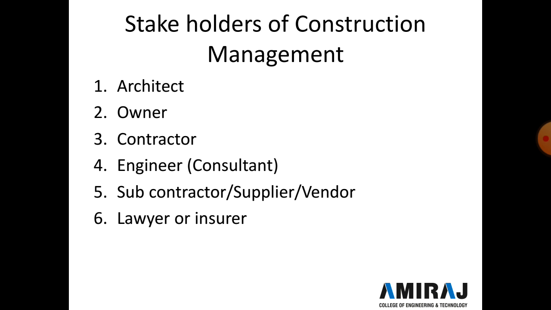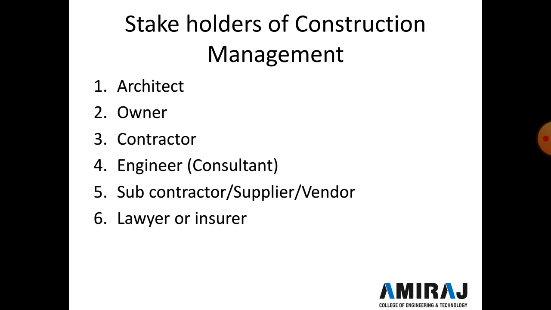Now the fifth one is the subcontractor, supplier or vendor. In a large project, the contracting firm may lack adequate expertise or resources to undertake all the activities. In this situation, they employ subcontractors for some specialized jobs for execution purposes or for material procurement. The last stakeholder is the lawyer or insurer.